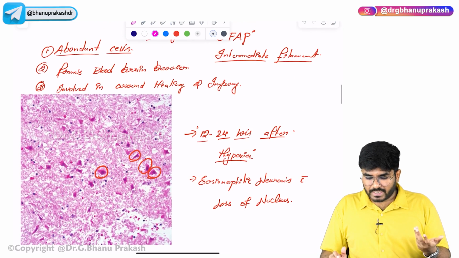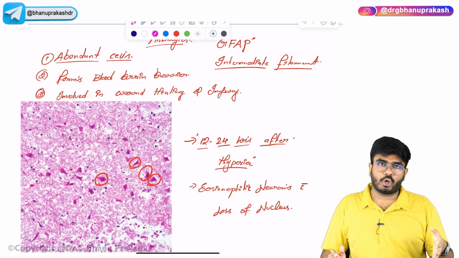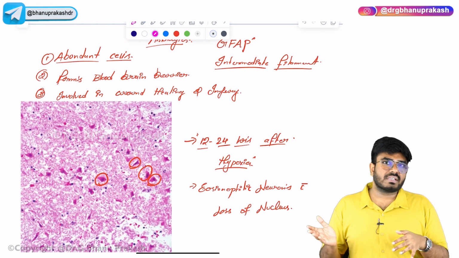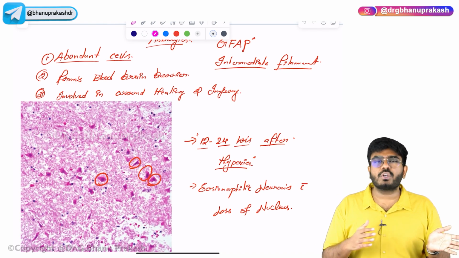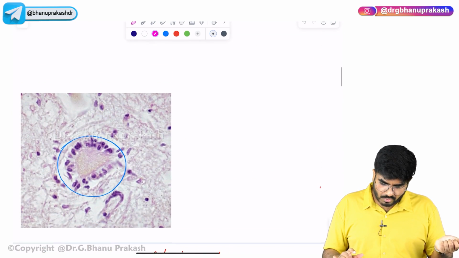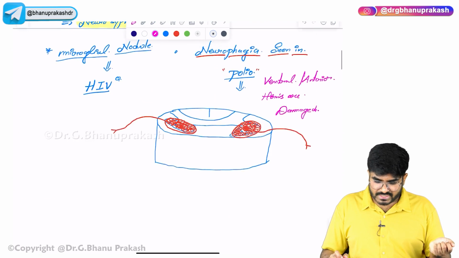Okay, and what are the red neurons? Red neurons are the dead neurons, usually seen 12 to 24 hours after the injury. The eosinophilic neurons with loss of nucleus are already dead neurons. Okay, now what is this? This is a microglial nodule. Microglial nodule is seen in which condition?